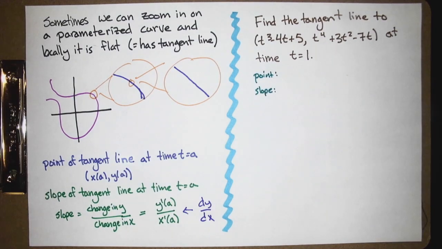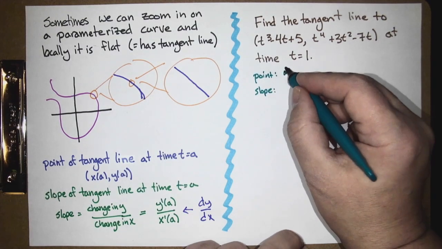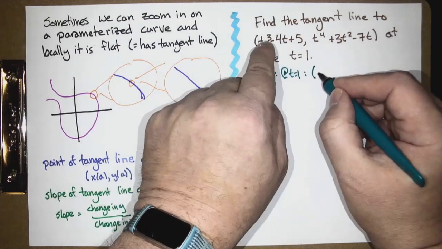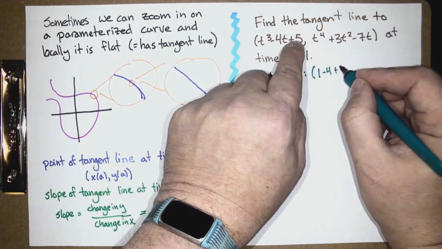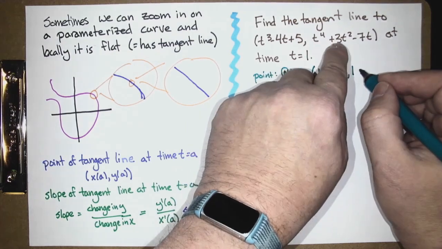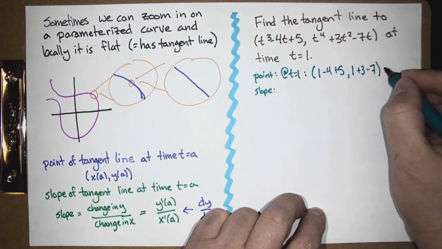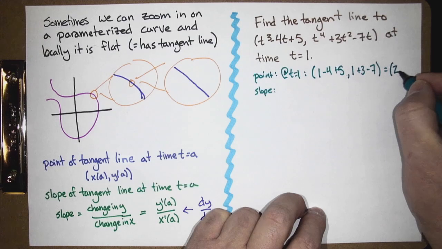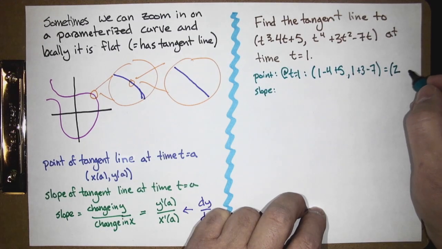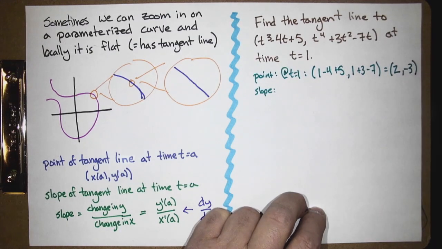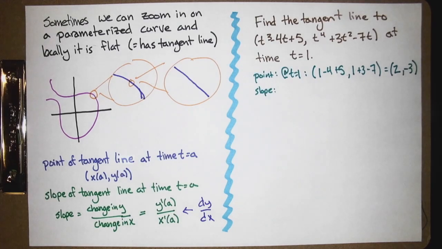All right, let's talk point. How do we get our point? Plug in 1. Okay. So at time t equals 1, we'll get 1 minus 4 plus 5. 1 is a very nice number to plug in. 1 plus 3 minus 7. 1 minus 4 plus 5, also known as 2. 1 plus 3 minus 7, also known as negative 3. All right, we have a point. We're halfway. All right, how do we get our slope?